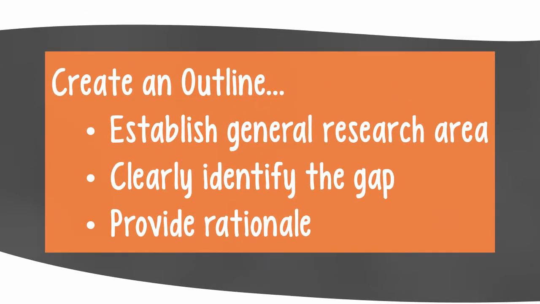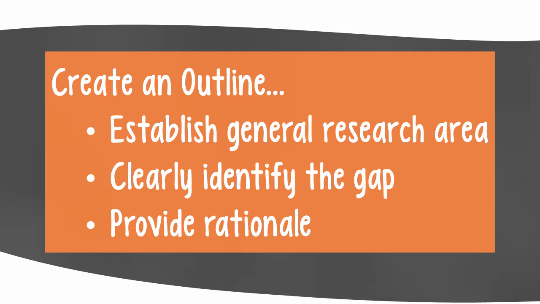You can typically approach your introduction in 3 simple sections. These sections will allow the reader to evaluate whether or not they actually have an interest in your general topic. The 3 sections are to establish a general research area, clearly identify what the gap is, and then provide a rationale for why your study is important.